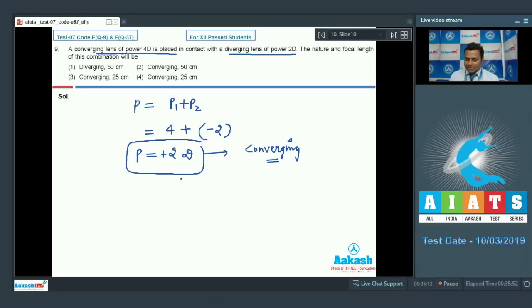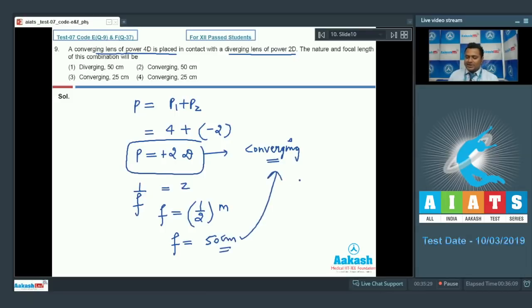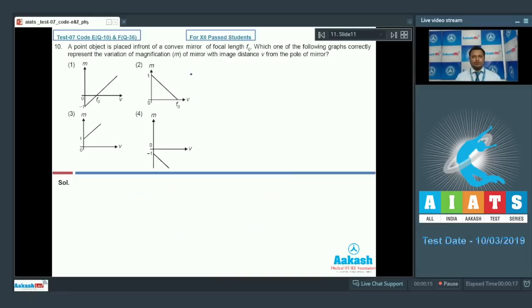Now try to find out the focal length. P equals 1 by f, where f is the net focal length, equals 2. So f we will get what? 1 by 2 in meter, and if we convert in centimeter, we get f equals 50 centimeter. So 50 centimeter converging. And after looking at the options, we can say that option number 2 is absolutely correct. So we'll go with option number 2. Now let us proceed to the next question, that is question number 10. So here is question number 10.